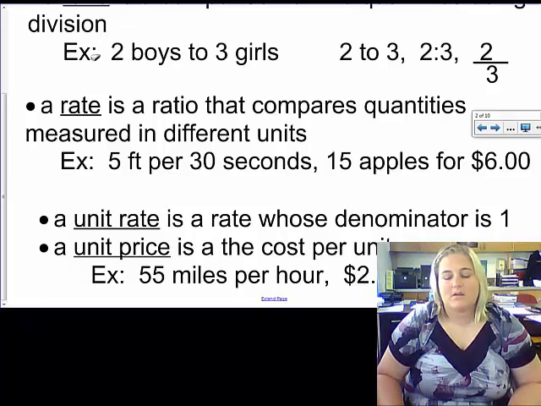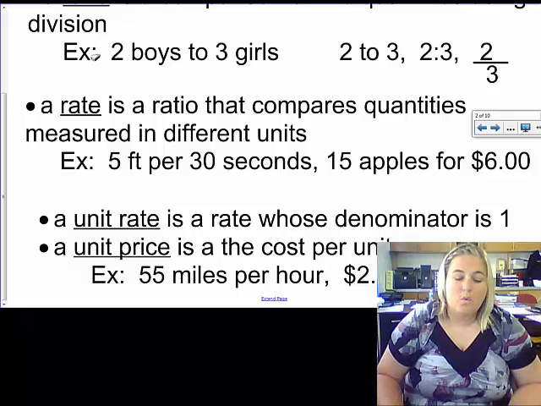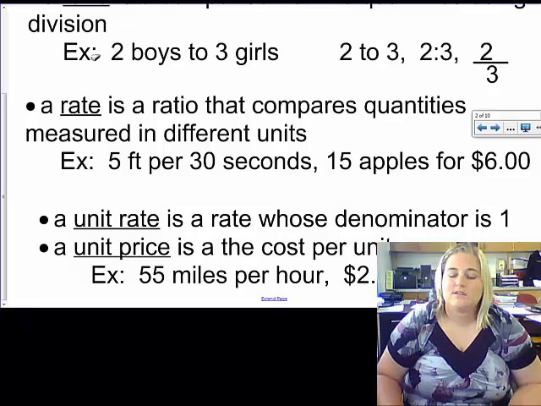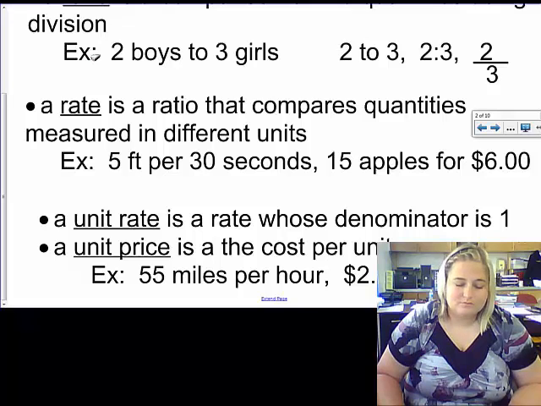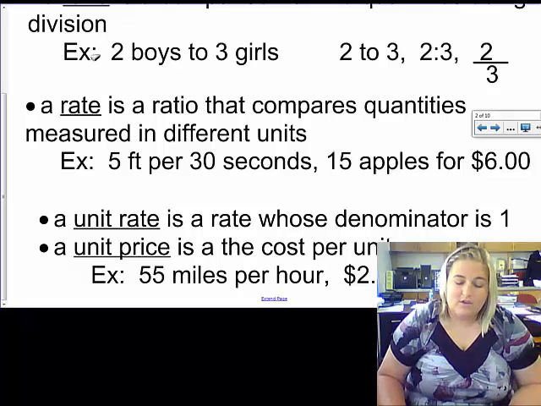A rate is a ratio that compares quantities measured in different units. So, for example, if I had 5 feet per 30 seconds, or 15 apples for $6, I am comparing quantities, these quantities of 5 and 30, and then different units, because this is 5 feet and this is 30 seconds. The same is true for 15 and 6, those are 2 quantities, and the different units would be apples and dollars. A unit rate is a rate where the denominator is 1.